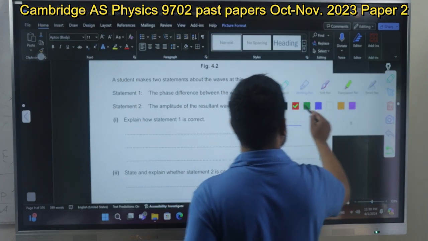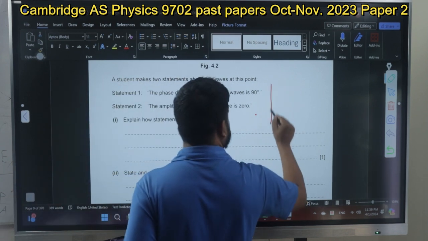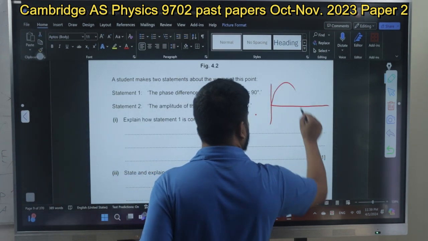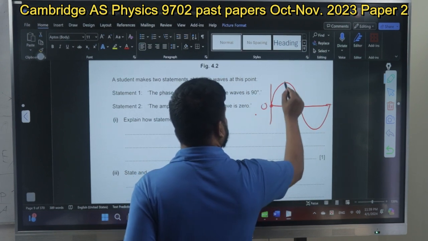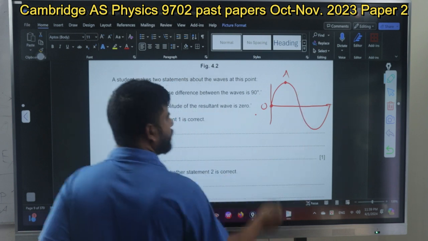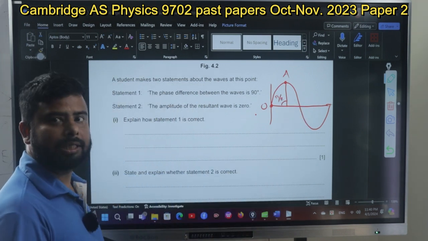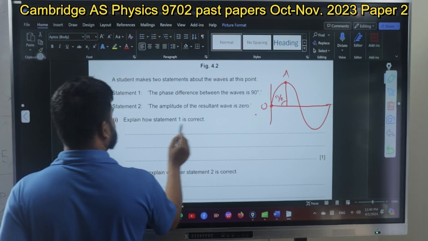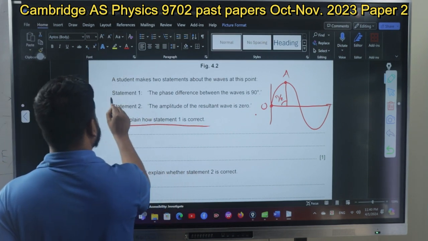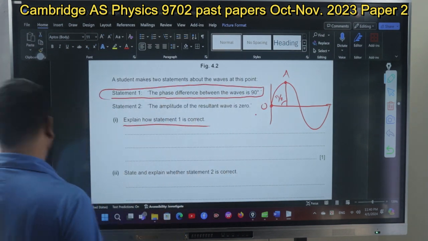Phase difference. First, what is phase difference? Say this one is a complete wave. Here the starting point is O and it is a crest, the positive peak position. The phase difference between this is pi by 2. So phase difference is the angle. Now explain how statement 1 is correct. What is statement 1? The phase difference between the waves is 90 degrees.